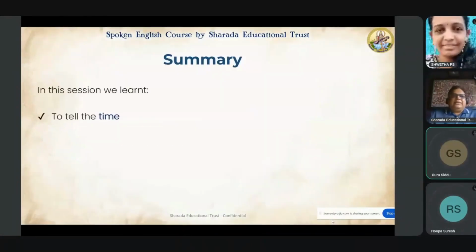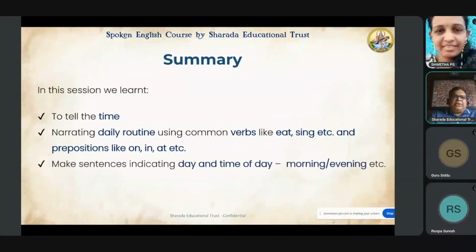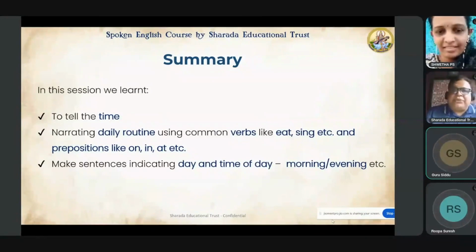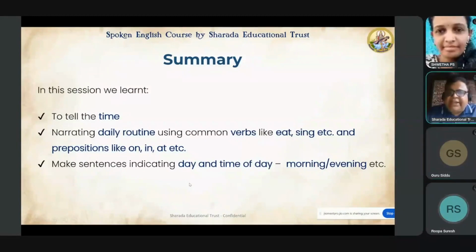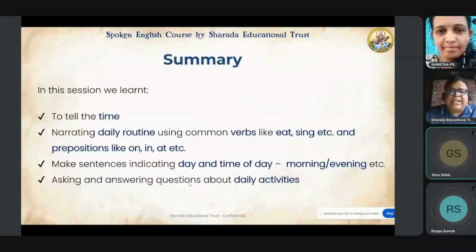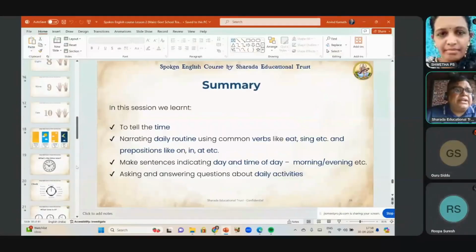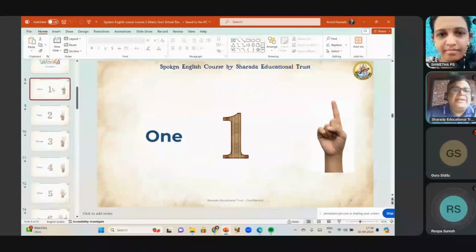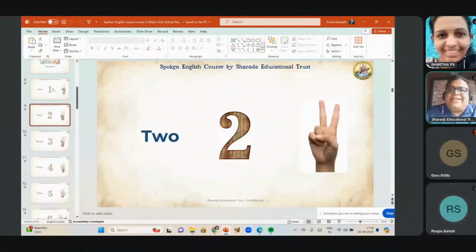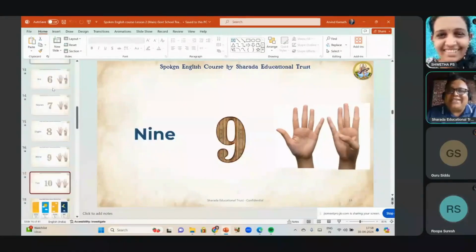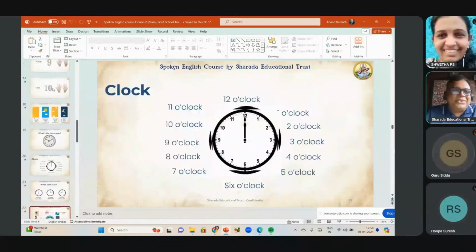So today we saw about time, narrating daily routine. Actually, there were numbers also. I've hidden that because you may feel it is too childish, 1 to 10. But when you teach the children, you may have to even teach them 1, 2, 3, 4, 5, 6, 7, 8, 9, 10. Even I've skipped it actually. Making sentences indicating day and time, morning, evening, asking and answering questions about daily activities. Okay, I'll show you that. These are all hidden. You may laugh actually. That's why I didn't take one, two.